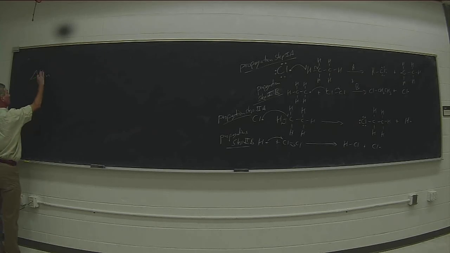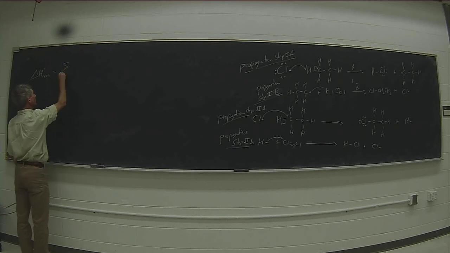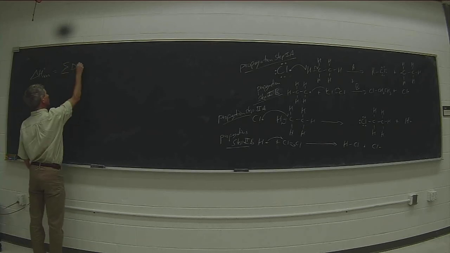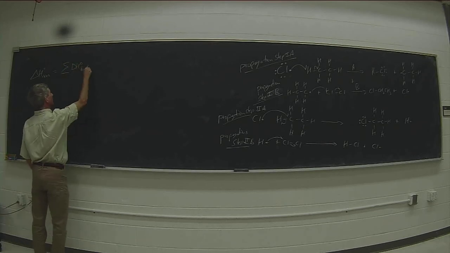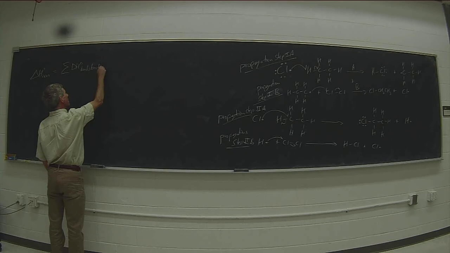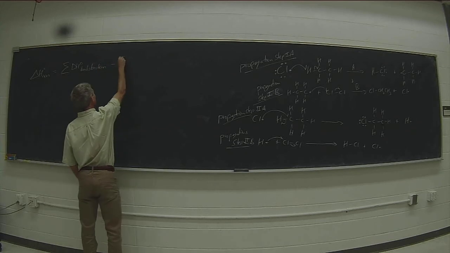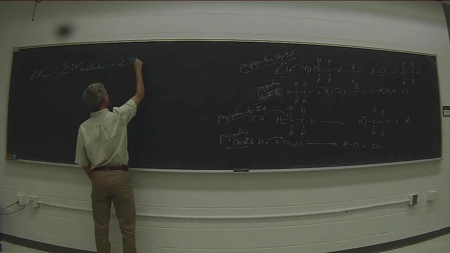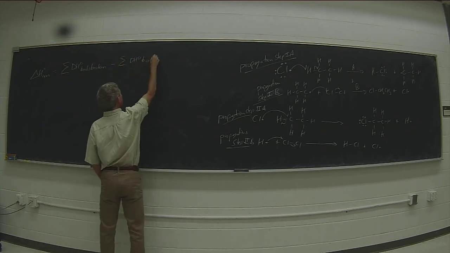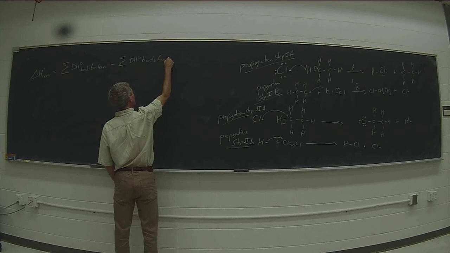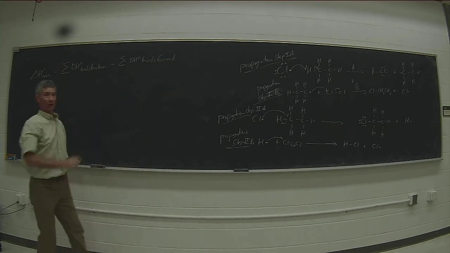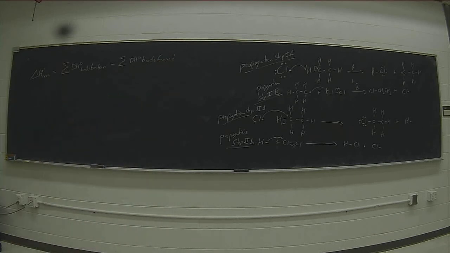So hopefully you remember that delta H reaction can be estimated by taking the sum of the bond dissociation energies of the bonds that are broken and subtracting from that the sum of the bond dissociation energies of the bonds that are formed. The bond dissociation energy, dH0, is defined as the amount of energy required to break 1 mole of a given bond in the gas phase molecule.